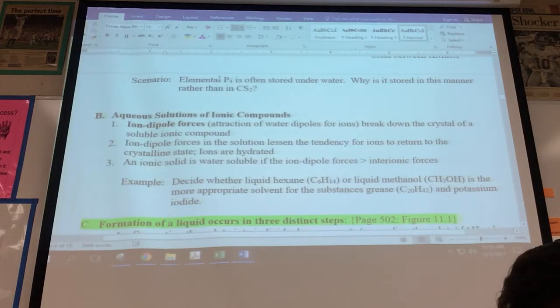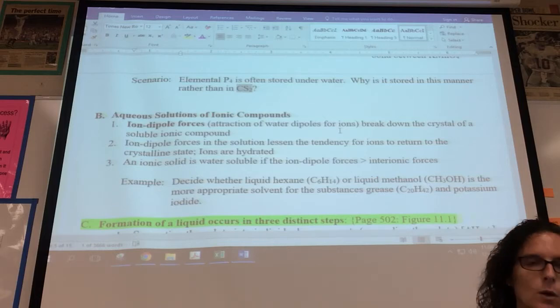In any event, the last thing I wanted to mention, two quickies. Dr. K, was that the thing you did before vortex? Yeah. So elemental P4 is often stored underwater. How would you describe P4? Polar or nonpolar? Definitely nonpolar, LDFs only. It's typically stored underwater rather than in carbon disulfide. Carbon disulfide has a similar structure to carbon dioxide. Carbon disulfide is a nonpolar covalent molecule. Why would P4 be stored underwater? Because it doesn't mix with it. It doesn't mix with it, so it won't react with it.